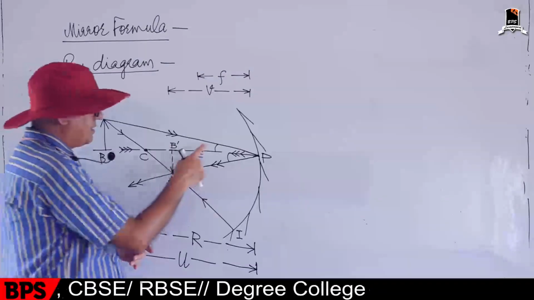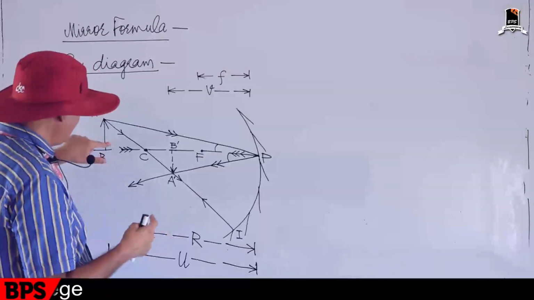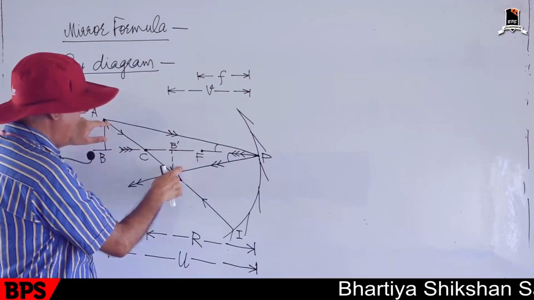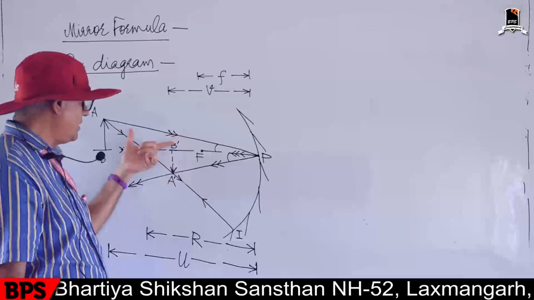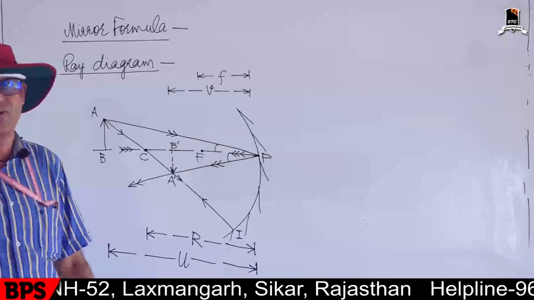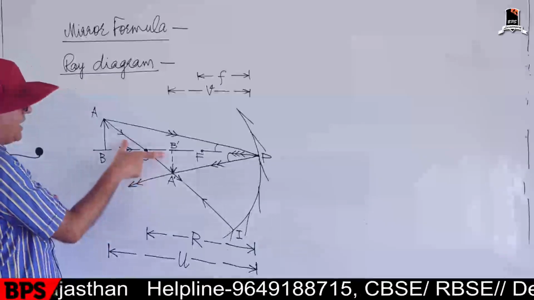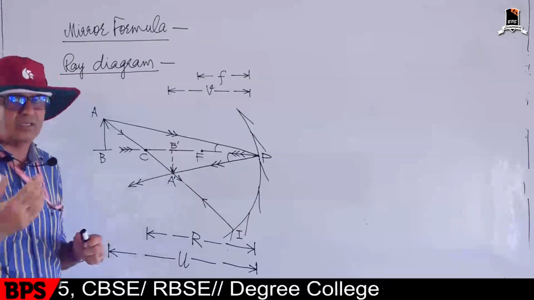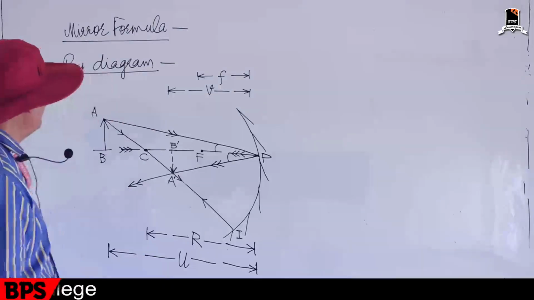Likewise, the larger triangle ABP and the smaller triangle A dash B dash P are also similar. Why similar? This angle is equal to this angle due to the laws of reflection. This is a right angle, this is a right angle, so equal. The third angle is automatically equal. Therefore, all three angles of this triangle are equal to the corresponding angles of this triangle, so these two triangles are again similar. So one pair is these two triangles and another pair is these two triangles. We will use these pairs of similar triangles to derive the mirror formula.